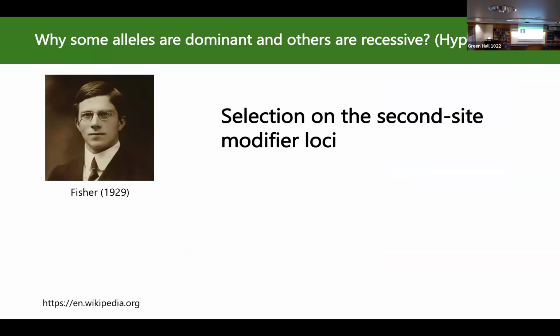And on the other hand, there's an alternative hypothesis proposed by Fisher. This was also proposed 100 years ago. He proposed that dominance can be determined by selection on a second-site modifier.